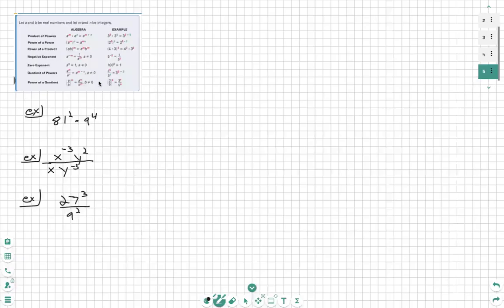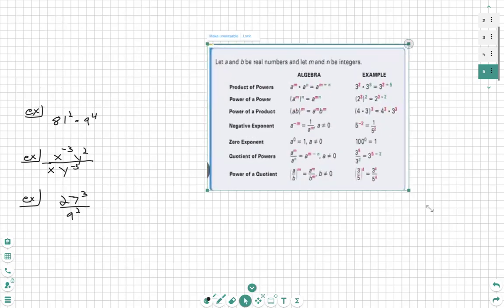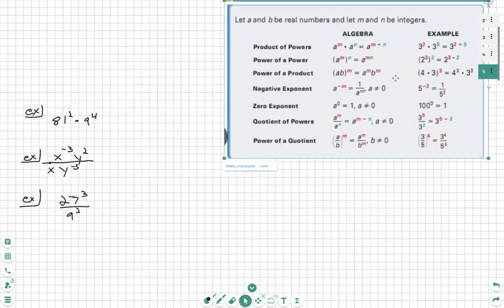Hello. In this video, we're going to go over properties of exponents. The main thing that we have to remember is this chart right here. And let's blow this guy up a little bit and put this over here.